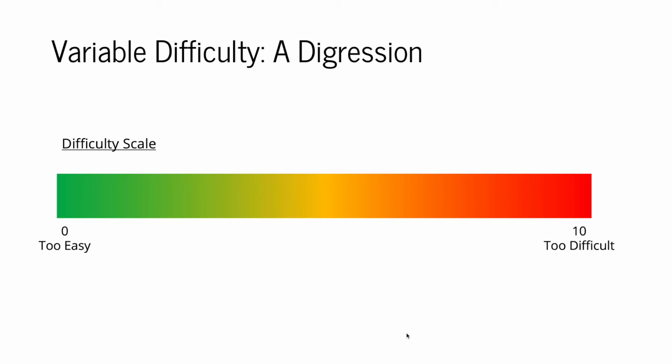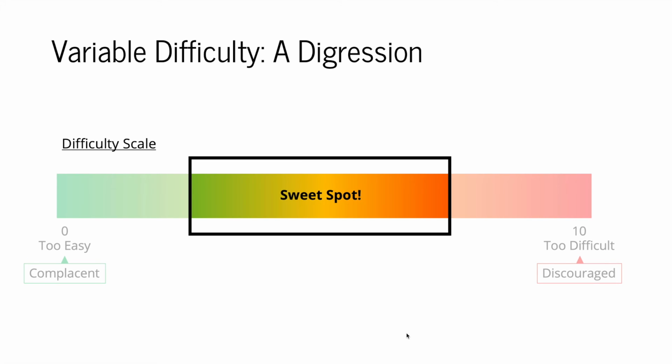On the point of variable difficulty, let's take a detour. Every activity can be represented on this difficulty scale, with 0 being too easy and 10 being too difficult. An activity that is too easy will breed complacency. An activity that is too difficult will cause the user to become discouraged. Both of these scenarios are not good as they will result in lower attention levels. Therefore, we want to hit the sweet spot right in the middle where the difficulty is just right to ensure that the calibration stimulates the highest level of attention.